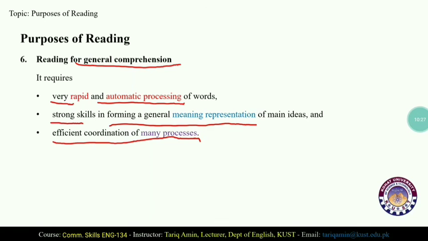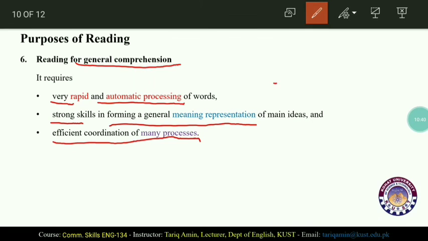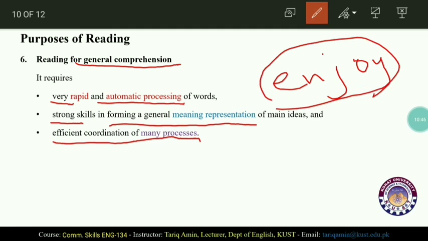Thank you very much for listening to the lecture. In today's class, we discussed different purposes of reading. One of the purposes could be reading for enjoyment, which we didn't discuss. I told you in the beginning of the class that there could be different purposes behind reading a text, but we are going to discuss just a few. We have discussed just six purposes of reading.